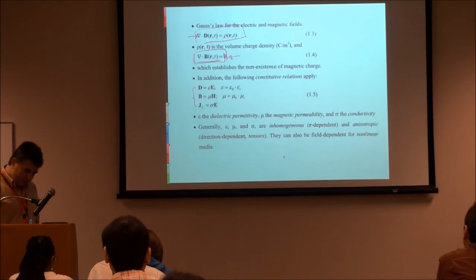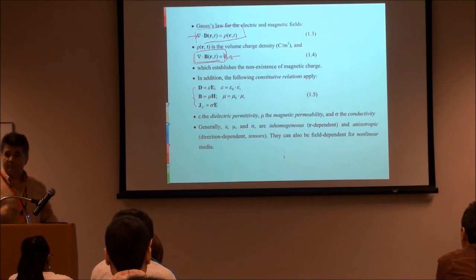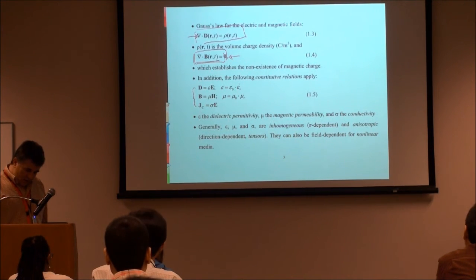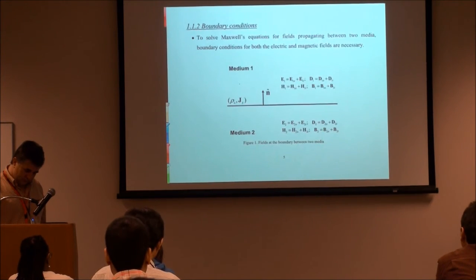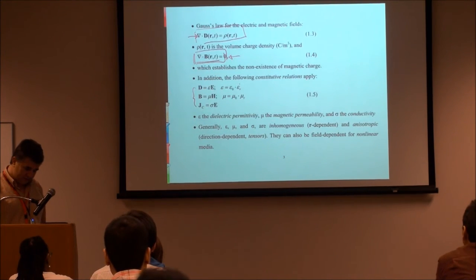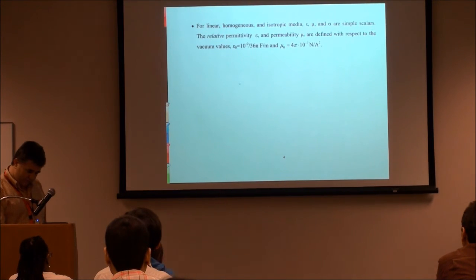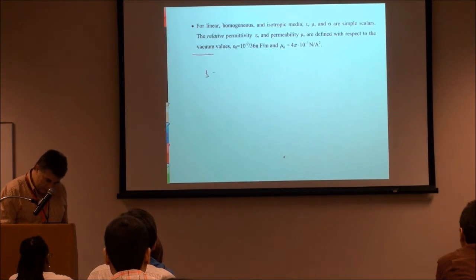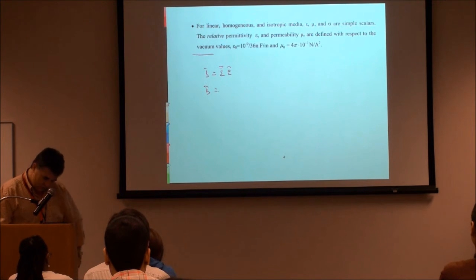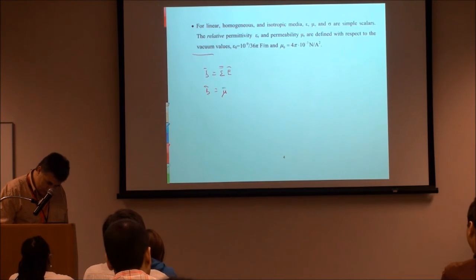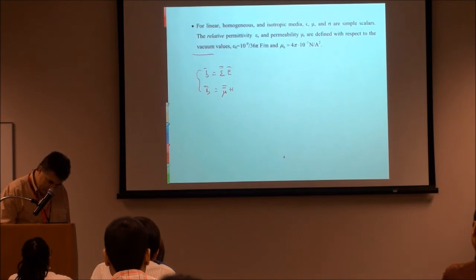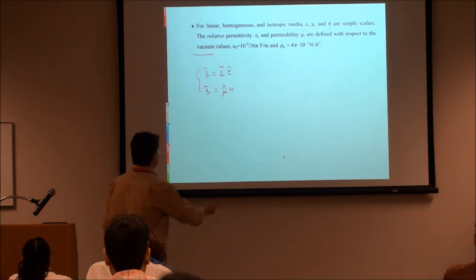Good. Now we have these equations, right? So we have 1, 2, 3, 4. These are the main equations, and then the material constitutive relationships. Before we go to the boundary conditions, let's stop here for a while. We have the material part. So we have D equals epsilon times E, and we have B equals mu times H. What does it mean that I put these two bars here? What do you think?